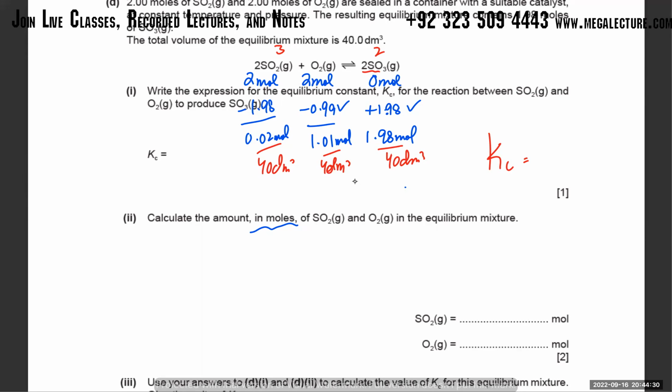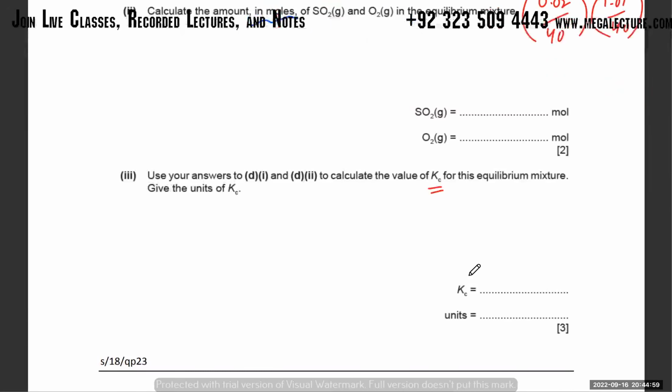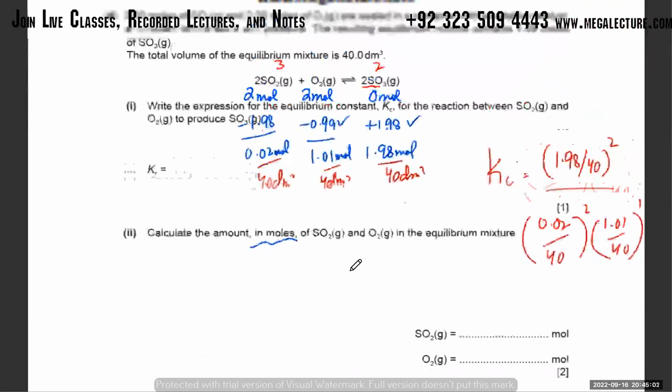So Kc is going to be the product 1.98 divided by 40, squared, and divided by 0.02 divided by 40, squared, and O2, that's 1.01 divided by 40, to the power 1. So below, 40 comes 3 times, above 40 comes 2 times. So the 40 part is not getting cancelled out. Anyways, you can find the Kc yourself now, and you can find the unit for Kc as well.